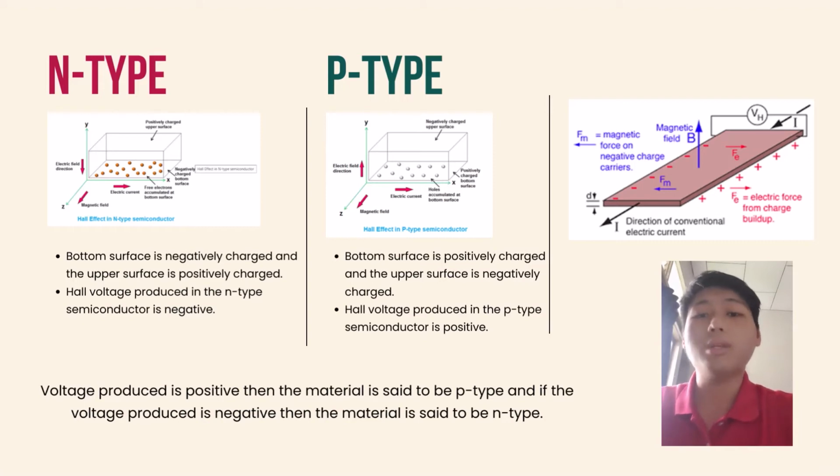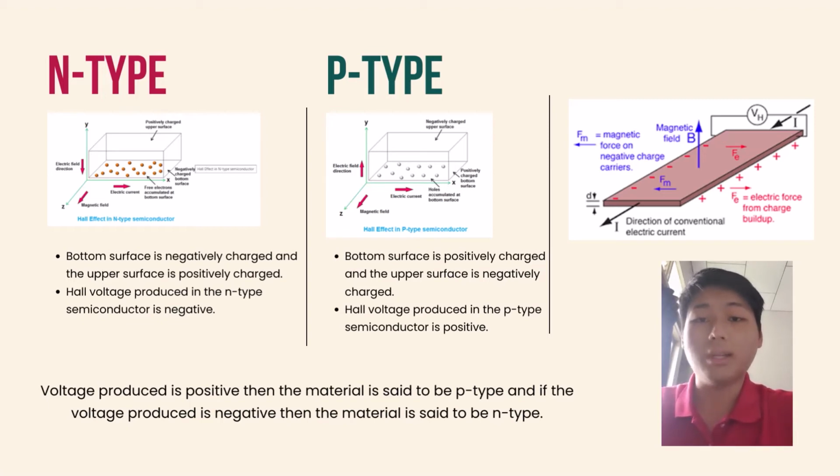As a result, a potential difference is developed between the upper and bottom surface of the N-type semiconductor. In the N-type semiconductor, the electric field is primarily produced due to the negatively charged free electrons. So the Hall voltage produced in the N-type semiconductor is negative.